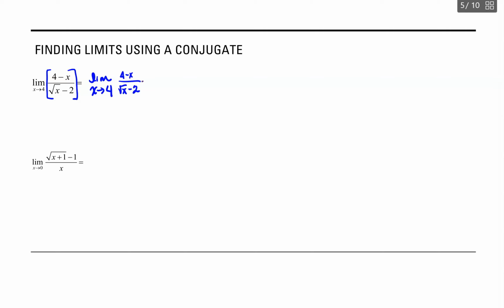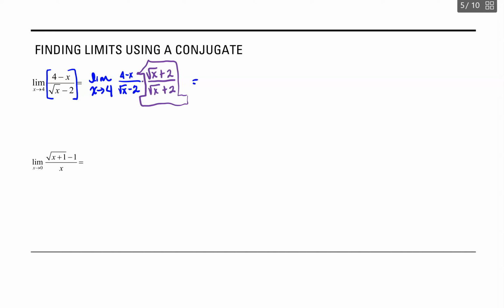So we're going to multiply by the conjugate of the denominator, so square root of x plus 2, and we're going to do that to both the denominator and the numerator. So in doing that, we're not really changing the function itself, we're just multiplying by a cleverly disguised number 1. That will just change the function to an equivalent form.